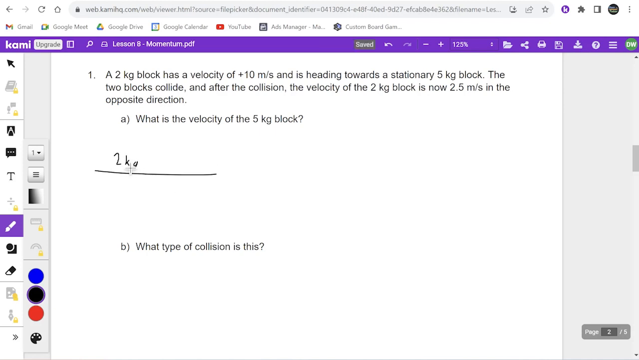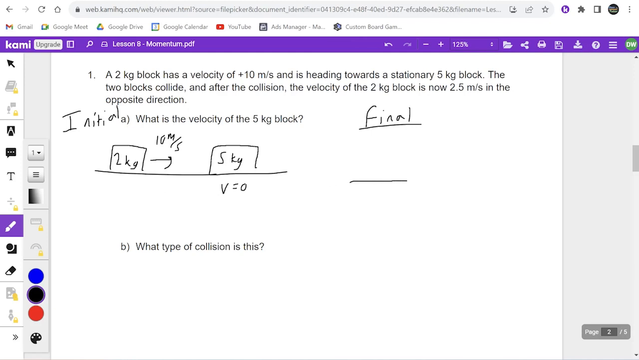So first I've got the 2 kilogram block. That's heading 10 meters per second in the positive direction, which we'll say is to the right. And then that's heading right for a 5 kilogram block, but it says that one's stationary. I'll write v equals 0. So this is all the initial case. And then for the final, it says that the velocity of the 2 kilogram block is now 2.5 meters per second, but in the opposite direction. 2.5 meters per second to the left.